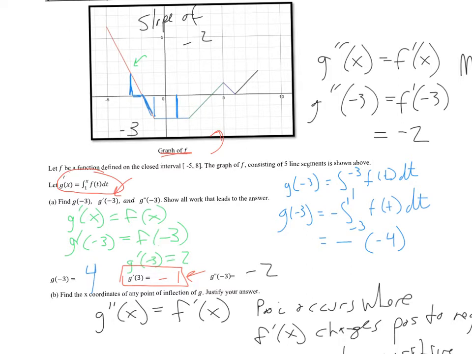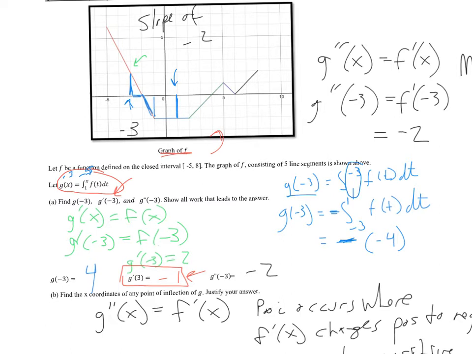Well, g of -3 would be the integral from 1 to -3 of f of x. So g of -3 equals the integral from 1 to -3, this is in blue, of f of x dx. And so I've got to find the integral from 1 to -3. Well, those limits are backwards, so I have to put a negative out in front, flip my limits. So now I'm trying to find the area under the curve from -3 to 1. So it's going to be negative, the area from -3 to +1.